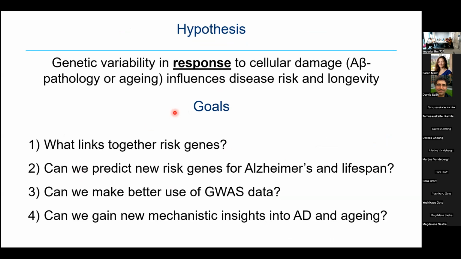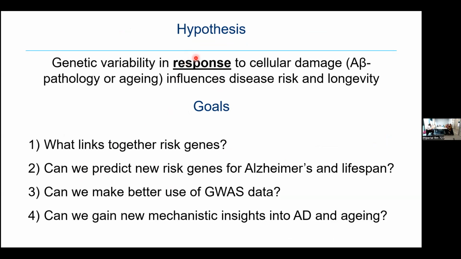So in terms of the hypothesis driving this work, we're trying to understand genetic variability in response to cellular damage, and that influences disease risk and then longevity. So the key word here is response. We're looking at how the surrounding cells are responding to pathology, to cellular damage. So in the case of Alzheimer's, it's clear it's A-beta. In terms of aging, it's age-associated changes to cells. And so in terms of thinking about the response, that's opposed to thinking about the cause.